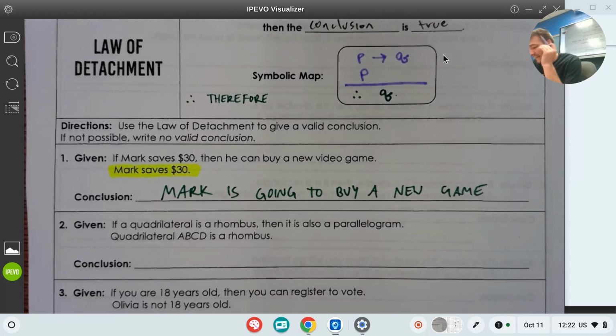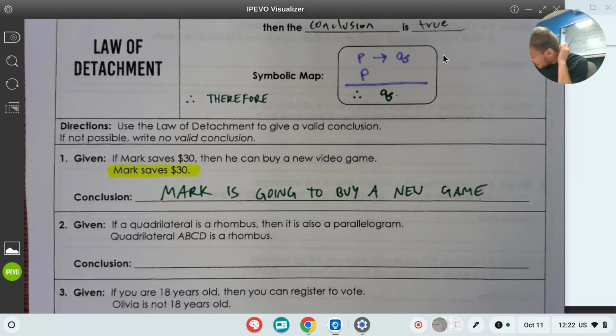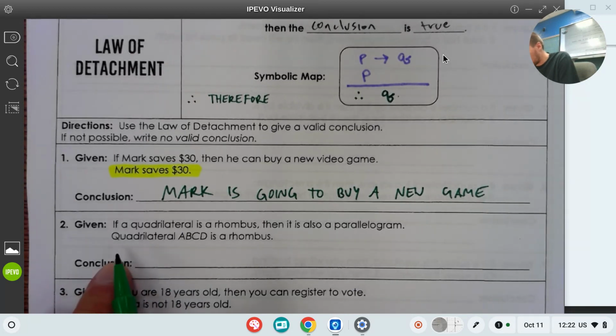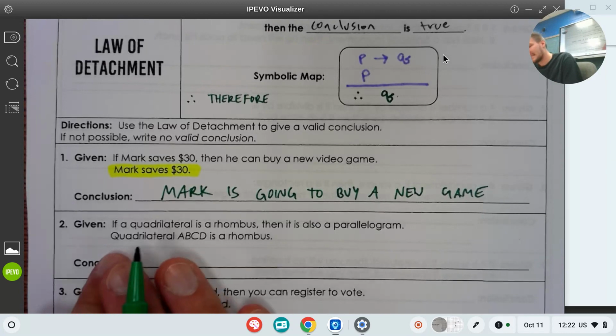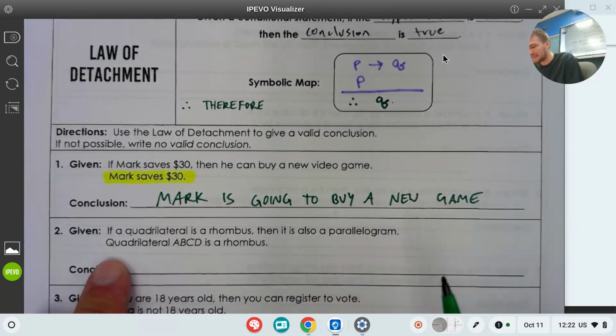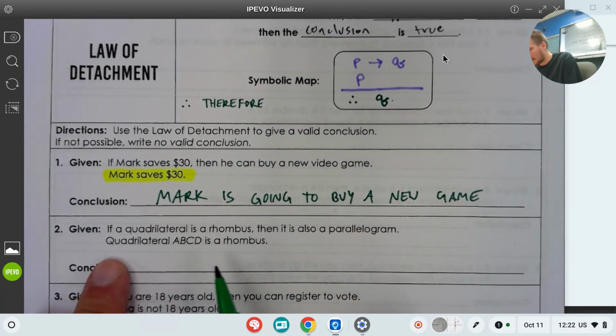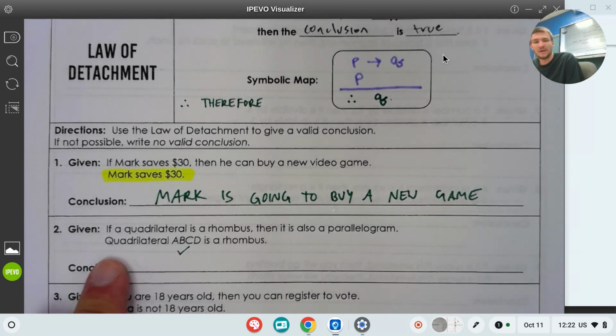So number 2, if a quadrilateral is a rhombus, then it is also a parallelogram. Okay, so if it's a rhombus, then it's going to be a parallelogram. You're good, you can sharpen that. So number 2, we figure out quadrilateral ABCD is a rhombus. Did it satisfy the hypothesis? Is the hypothesis true? Yeah. If a quadrilateral is a rhombus, this quadrilateral is a rhombus. Excellent. So what's going to happen next?